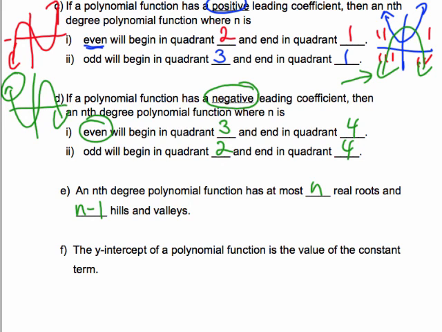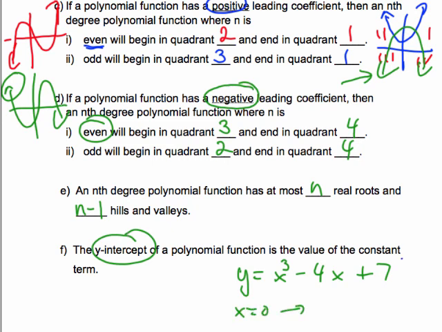And the y-intercept of your polynomial function is your constant term at the end. Didn't specifically talk about that, but if I just take a polynomial function here, and to get my y-intercept, I make x 0. If x is 0, what that will result in is the constant term at the end, in this case, 7.